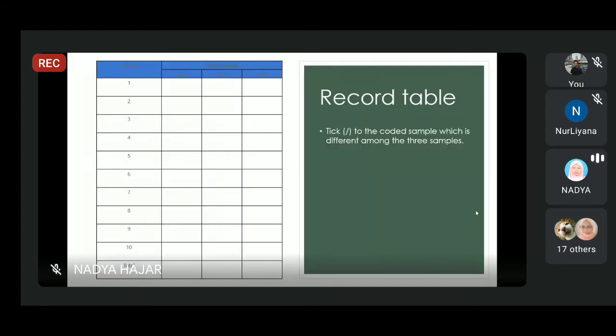Okay, this is a record table. So maksudnya setiap panelis kat sini katakan ada 10 orang panelis. So setiap orang kita kena tandakan yang mana yang dia rasa berbeza, sampel nombor 1 ke 2 ke 3. Contoh kat situ, panelis yang first katakan yang nombor 2. Panelis yang kedua pun nombor 2. Katakan panelis yang ketiga dia rasa yang berbeza yang ketiga. So you need to record, lepas tu you kena totalkan dekat bawah ni.